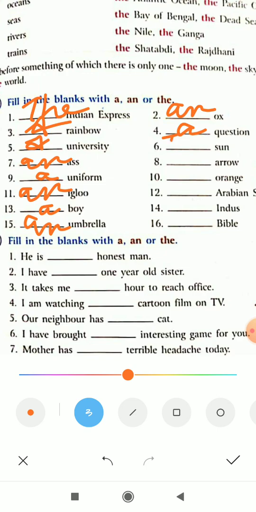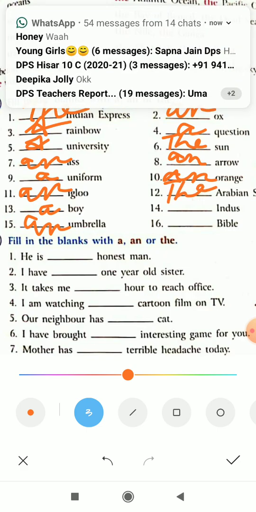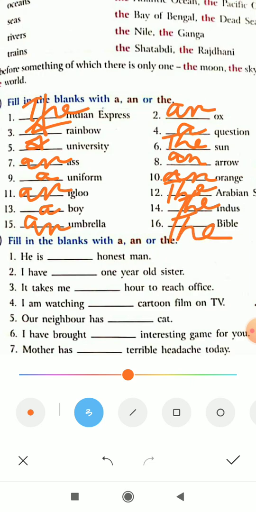Sun. The sun, because the sun is the only one. Arrow. An arrow. Orange. An orange. Arabian Sea. The Arabian Sea. Indus. The Indus. Bible. The Bible. Okay. Next is fill in the blanks with a, an or the. This part is for you. You will do this part in homework and try to do it on your own.